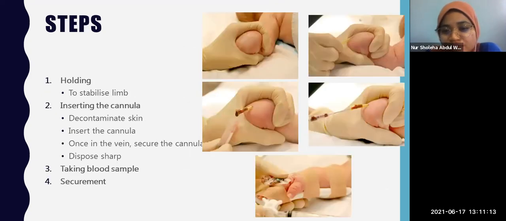Okay, next we're moving on to the steps for IV cannulation. There are 4 steps. The first one is holding. The next one is inserting the cannula. Next is taking the blood sample, and lastly the securement.